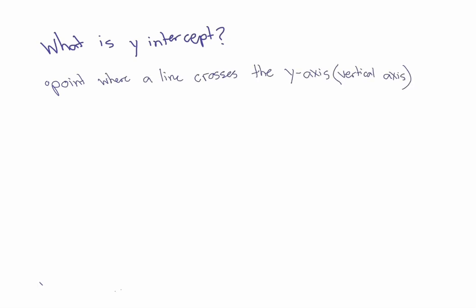Let's look at the y-intercept. The y-intercept is the point where the line crosses the y-axis. Remember, the y-axis is the vertical axis going up and down. This occurs when x is equal to 0.